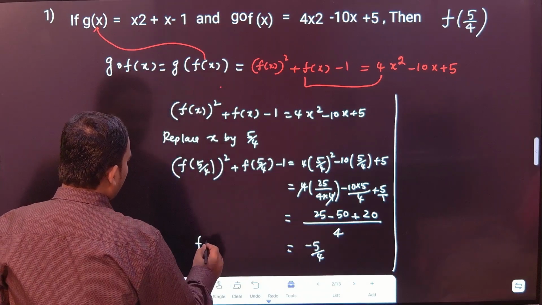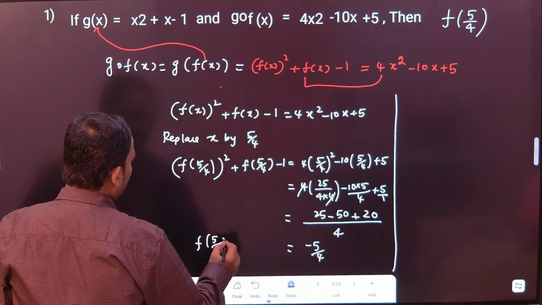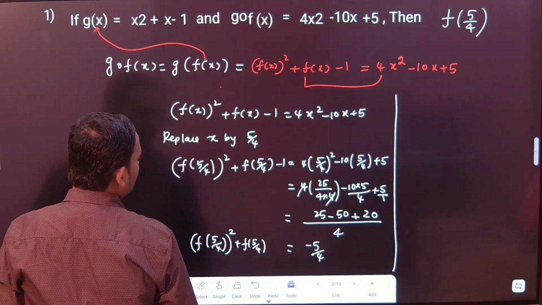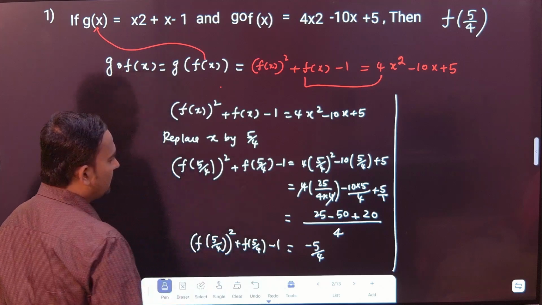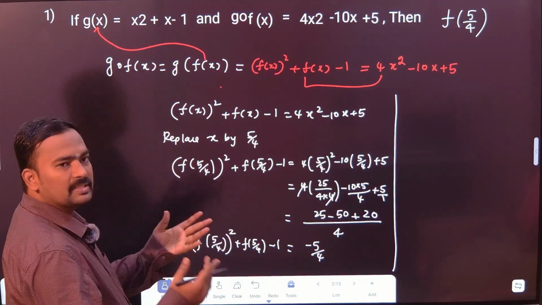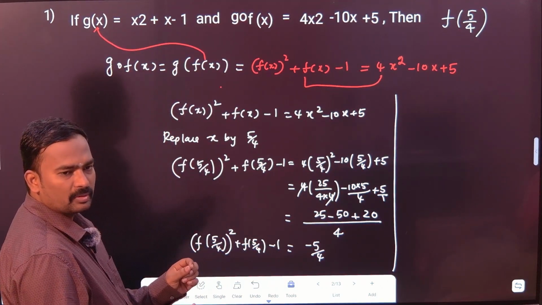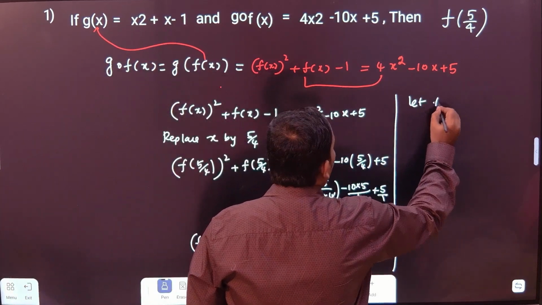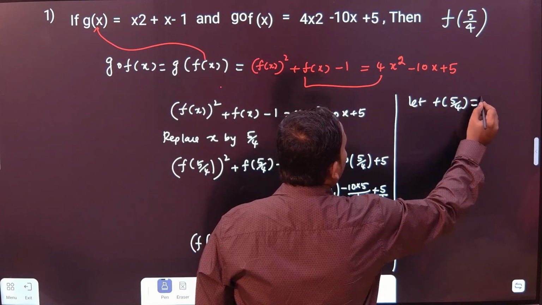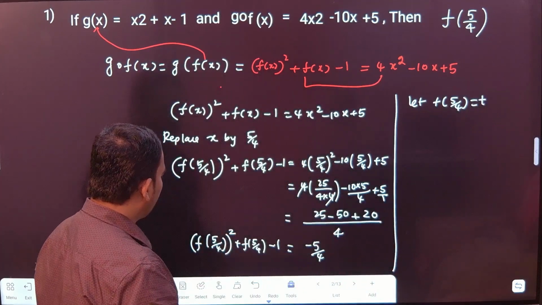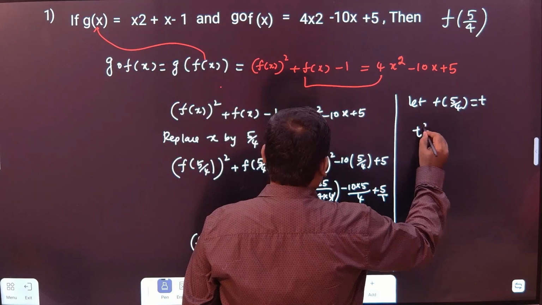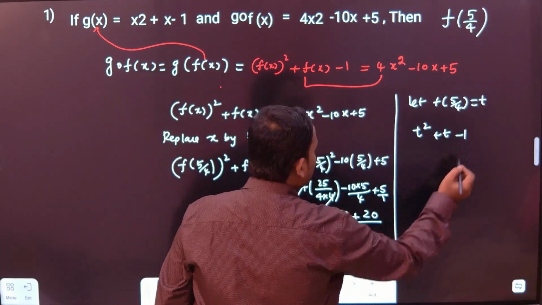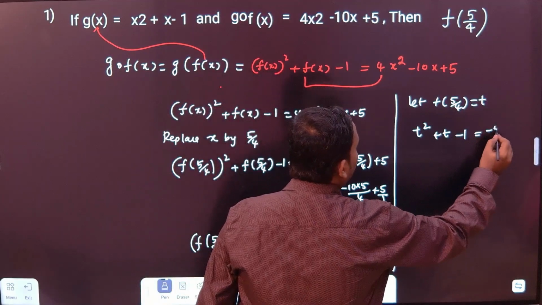So, therefore, f of 5 by 4 whole square plus f of 5 by 4 minus 1 equals minus 5 by 4. Clear now? Now, let us take f of pi by 4, let us take it as t. Let f of pi by 4 be t. Then how to reform this equation? So, t square plus t minus 1 equal to minus 5 by 4.